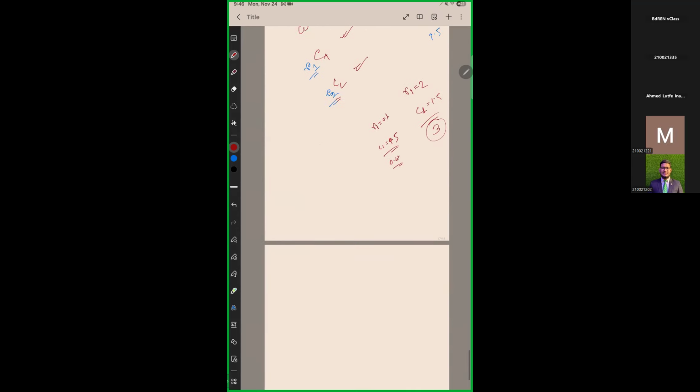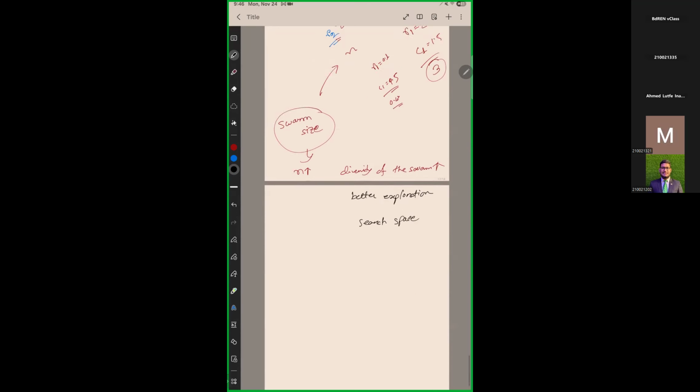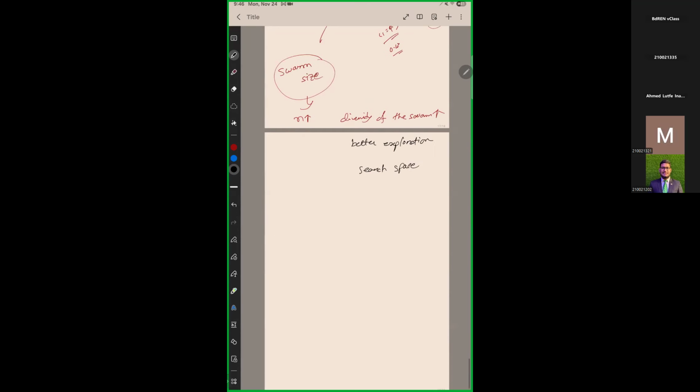We have another term, n. N is the swarm size. If n is higher, the diversity of the swarm will be higher. If you have more particles, you have better exploration. This actually depends on the search space. If your search space is very large, you need more particles, more swarm. Swarm size should be higher.